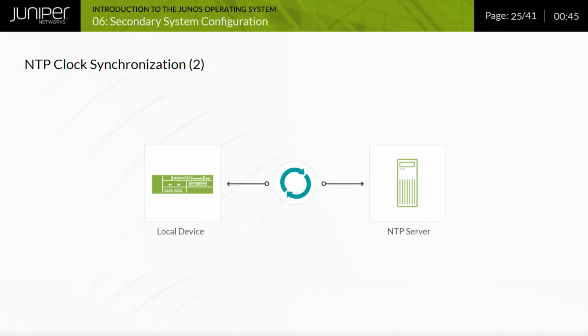Two machines can synchronize only when their current clocks are relatively close. By default, if the time difference between the local device's clock and the NTP server's clock is more than 128 milliseconds, the clocks are slowly stepped into synchronization. However, if the difference is more than 1,000 seconds, the clocks are not synchronized.